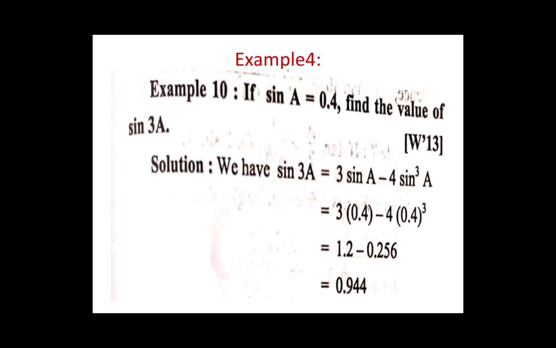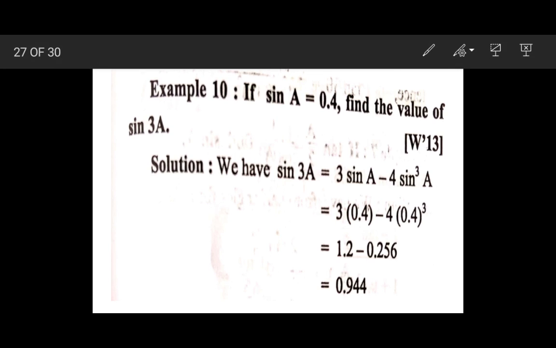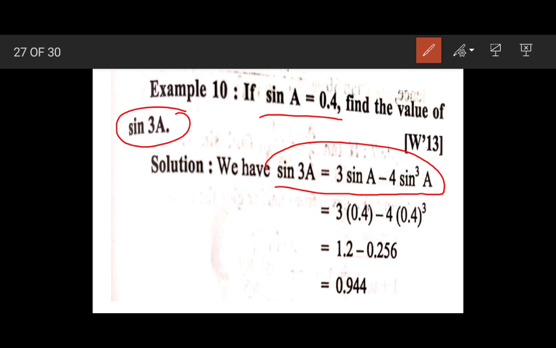See the example. Example 4: if sin A is given as 0.4, then find the value of sin 3A. First we have to use the formula of sin 3A. Sin 3 theta is 3 sin theta minus 4 sin cube theta. So sin 3A will be 3 sin A minus 4 sin cube A.